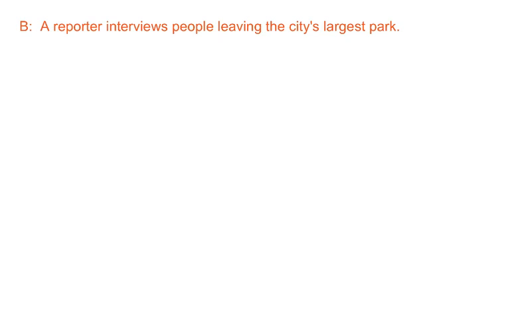In B, it says a reporter interviews people leaving the city's largest park. Well, if the reporter's just standing there in front of the park, interviewing people about raising taxes for the park, this is going to be a convenience sample because they don't really have to go out anywhere to get the surveys. They don't have to wait for people to call in. They don't have to send out surveys and hope people send it back. They're just getting it right then and there.